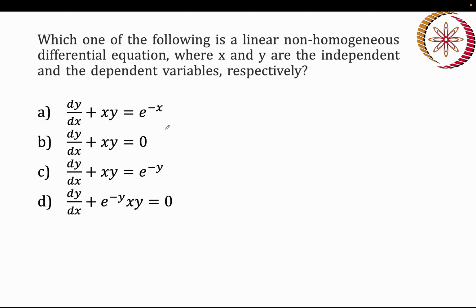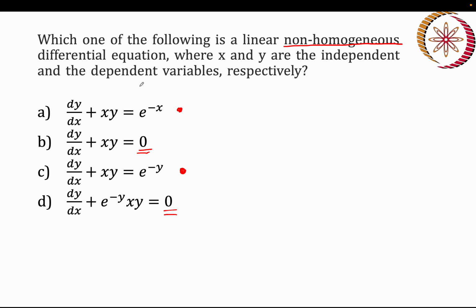Okay, so the next question is, which one of the following is linear non-homogeneous differential equation, where x and y are respectively independent and dependent variables. So we can start here. You can see that the right side is 0, so it means they are homogeneous, and in the question they have asked non-homogeneous, so either this is the candidate or this is the candidate.